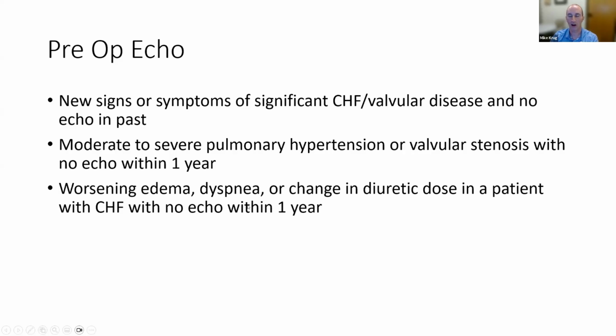And of course, if they have known CHF, but things are not going right, they're escalating the doses of the diuretics, they're still trudging along, they're still more dyspneic, they're having PND, something like that, then you should get an echo within a year. So we're ordering way more echoes in the peri-op setting these days than we are stress tests because of these criteria.